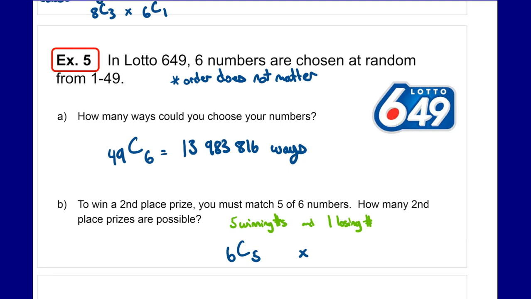How many losing numbers are there? Well, there's 43 losing numbers. We choose one of them. So there's going to be 258 ways out of the 14 million ways in total. There are 258 ways that we could win at least second prize, or that we could win second place, or the second place prize.